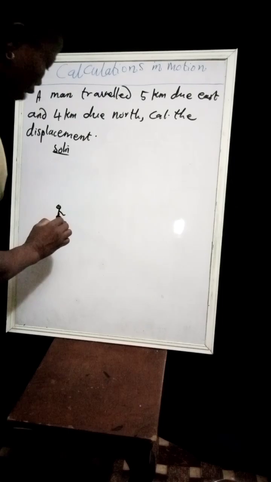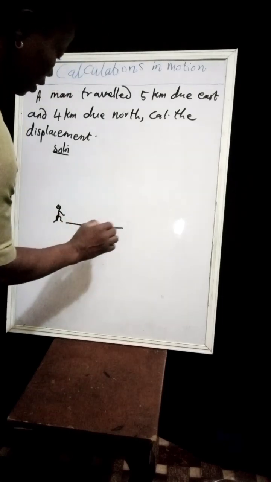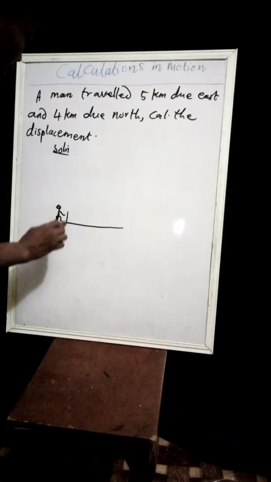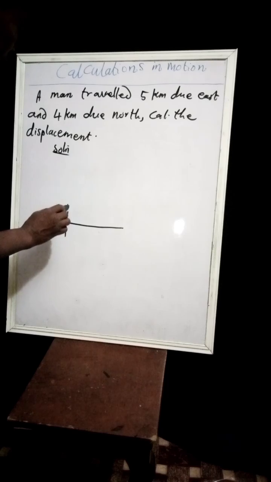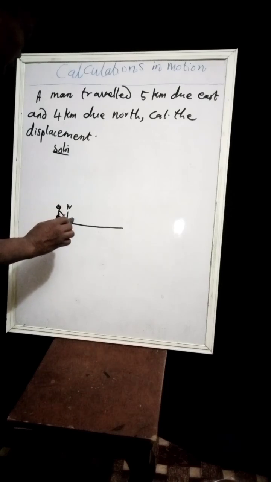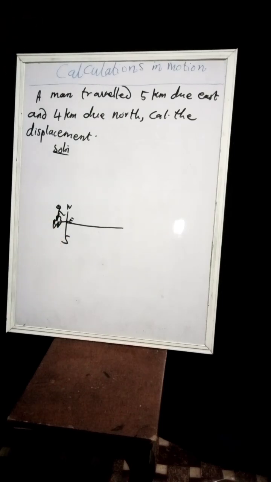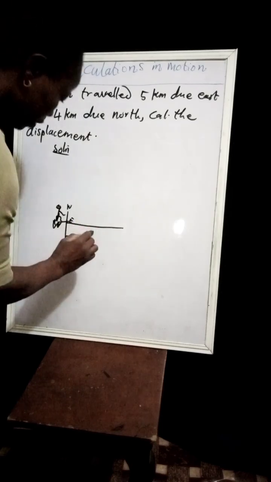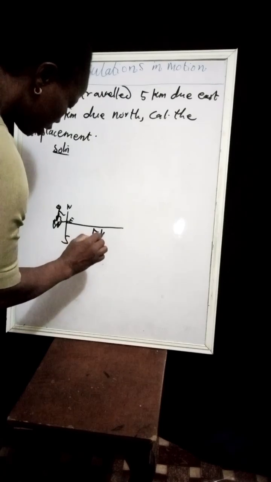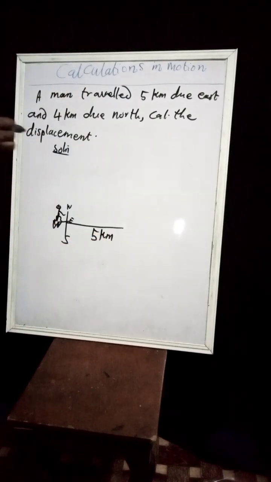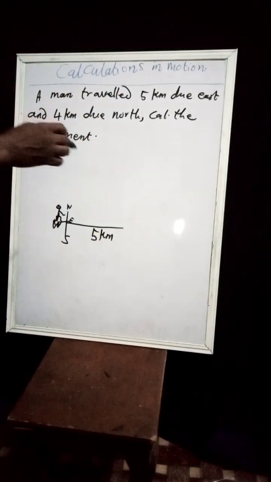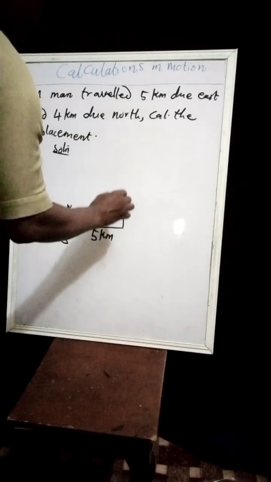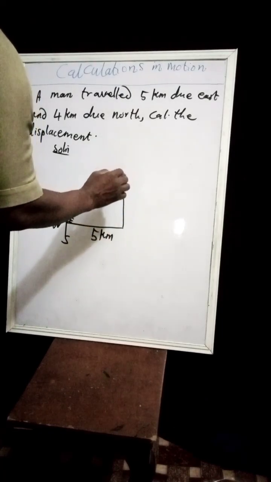He traveled 5 kilometers due east. Remember our 4 cardinal points. Here is the north, here is the east, here is the west, and here is the south. So he traveled 5 kilometers due east. And then 4 kilometers due north. That should be this.